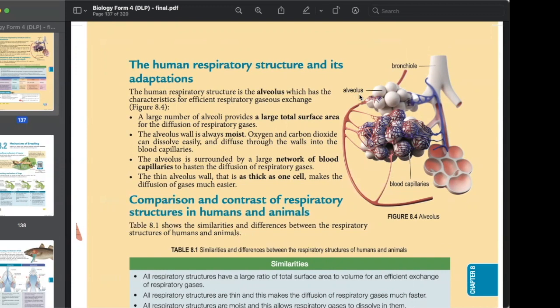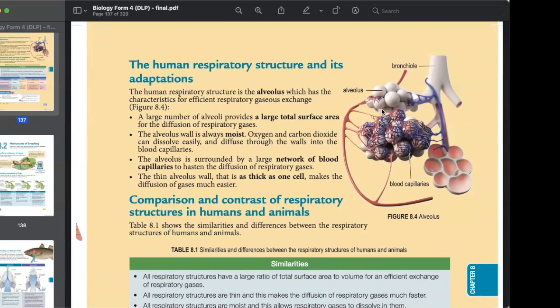Okay, so what is the adaptation of our alveolus to do respiratory system? Okay, pertama sekali awak tengok. Okay, our alveolus present in a large number. Dia ada banyak. Okay, ada satu je ke? Ada banyak ni kan? Ni, awak tengok satu, dua, beribu-ribu lah. Kenapa kena ada banyak? Untuk provide a large total surface area for diffusion of respiratory gas. Maksudnya, when we have so many alveolus, it means that more gases exchange can happen. Lepas tu, alveolus wall is always moist. Mesti kering.